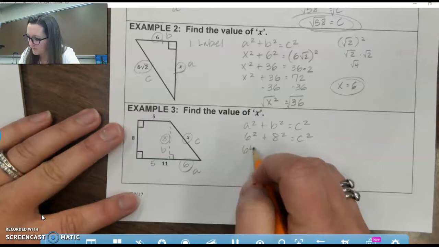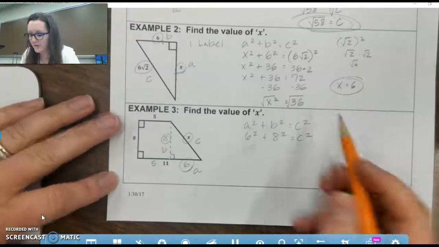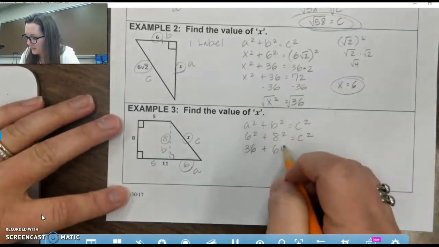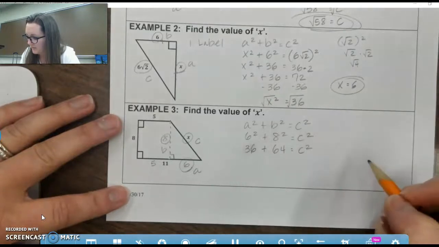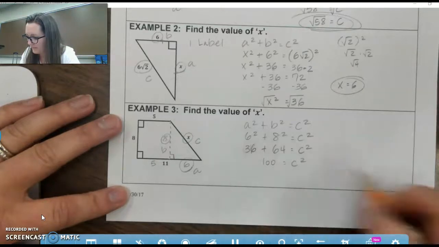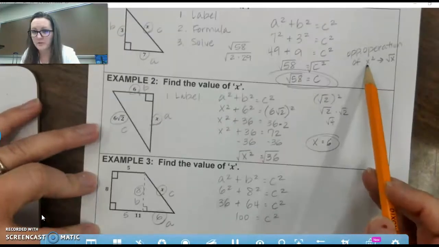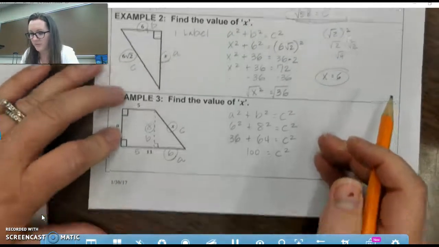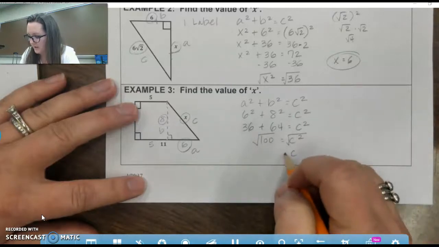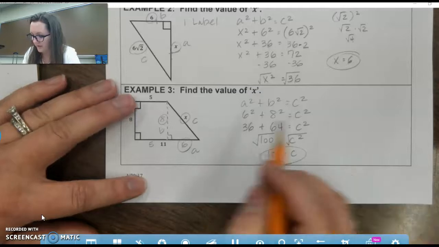6 squared I know is, oh, I wrote that backwards, didn't I? It's okay to mess up, that's why we use pencils. 6 squared, how about is 36? We just did that. And 8 squared is 64 equals C squared. We'll add these together, which gets me 100. And then just like the other two, the opposite operation of squaring something is taking the square root. So that's what we're going to do down here. We're going to take the square root, okay? So C equals 10. I love it when they come out perfect like that.